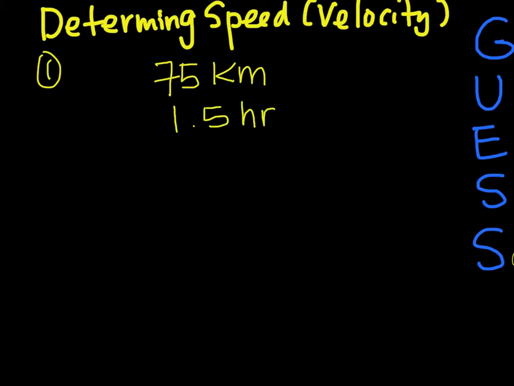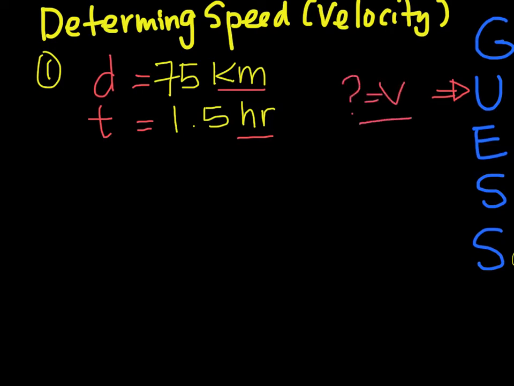Now, what is it that we're measuring if we say kilometers? We're measuring distance. And what is it that we're measuring when we say hours? Well, that's time. So if we look at our unknown, they're asking what is the velocity, right? So what is the velocity? This is our unknown. So the next thing that we need to do is write the equation. So our equation, as it says on the worksheet, says that speed or velocity equals distance divided by time.